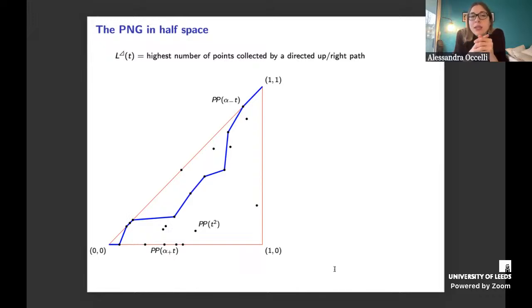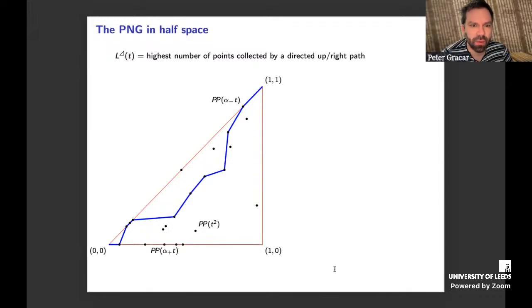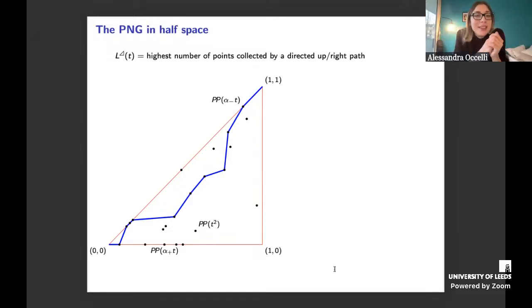This can be seen as equivalent to a PNG model where alpha plus and alpha minus times t... or this alpha plus? No, alpha plus and minus are the parameters, and then it's multiplied by t. Yes, exactly. So you can see this as a symmetrized version of the full space PNG, where you generate points in the unit square and then you symmetrize the points with respect to the diagonal. So this is an equivalent interpretation.